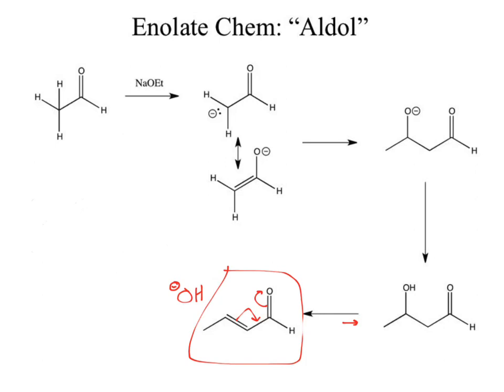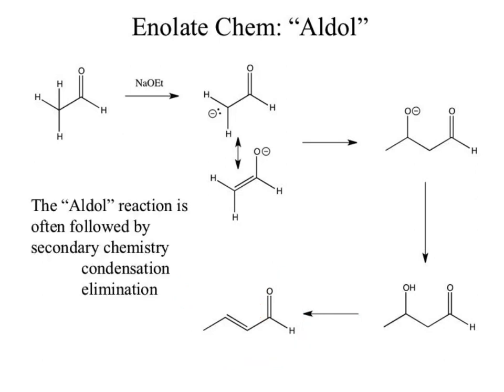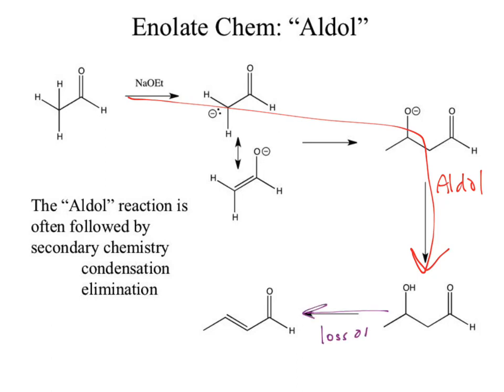Kind of make sense? Okay, so let's clear that. The aldol reaction itself was really just this first part. That was the aldol. Okay, because we ended with an aldehyde and an alcohol. What did we do in the last step? We got rid of the alcohol. So we lost OH. We formed a pi bond. What kind of reaction did we do? An elimination.